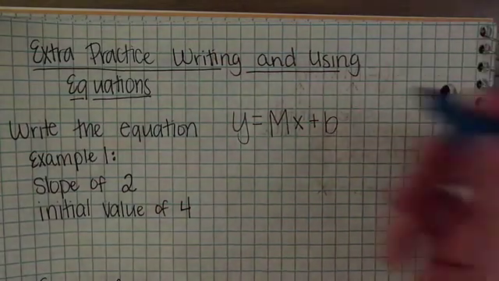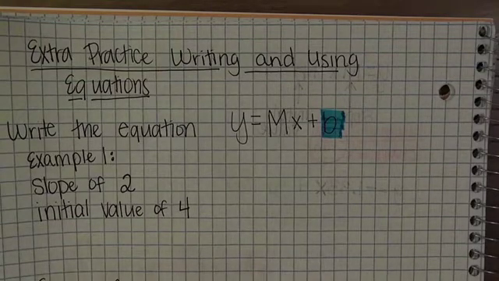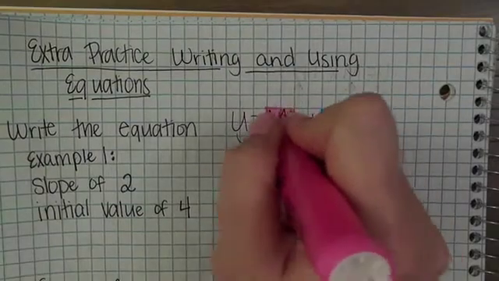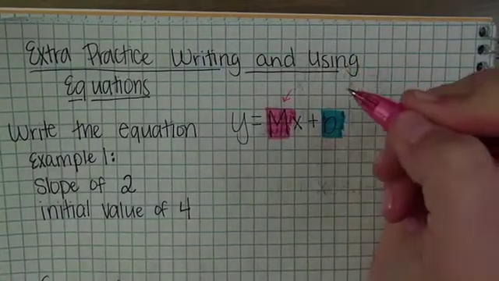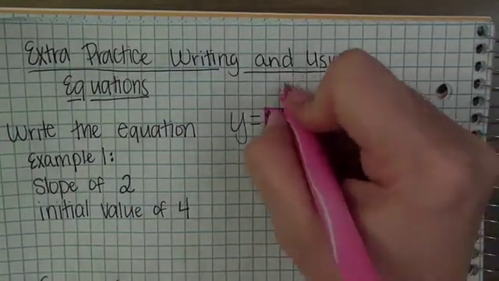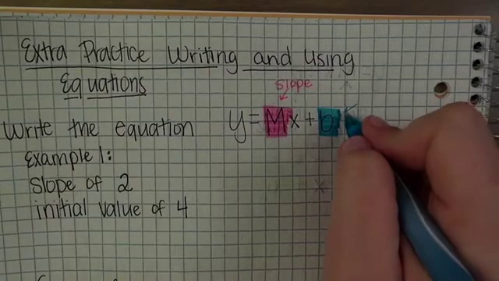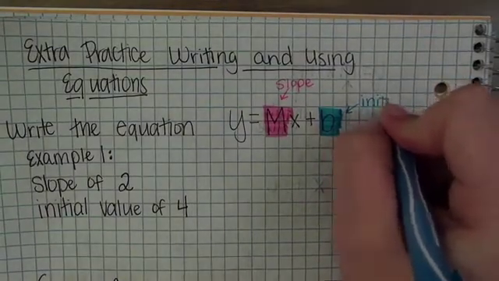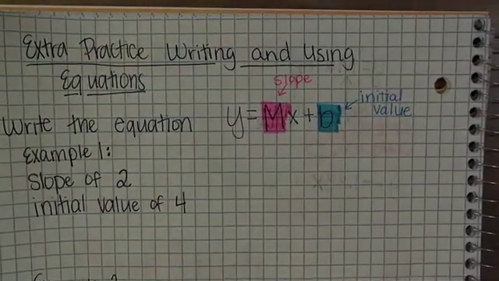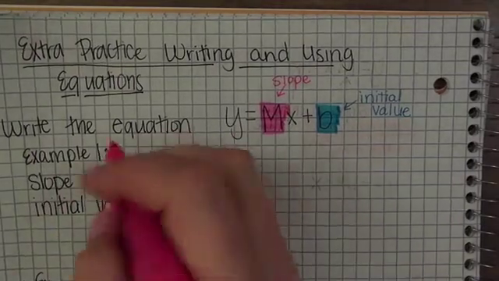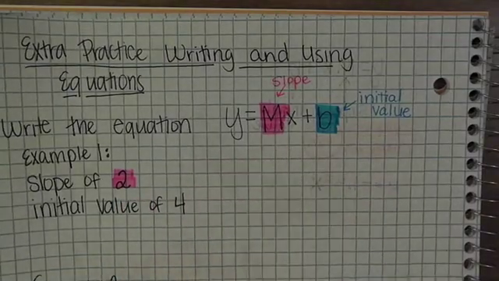On this whole thing, I'm going to use blue every time I'm talking about initial value, and I'm going to use pink every time I'm talking about the m. So remember the m, sorry that was probably really loud, my pen just hit the microphone. The m is the slope, and the b is the initial value. So if it says slope of 2, that means the 2 is going to go into our equation for the slope.